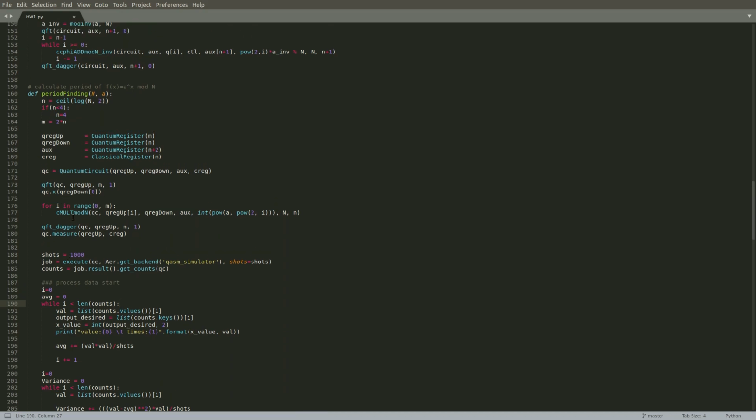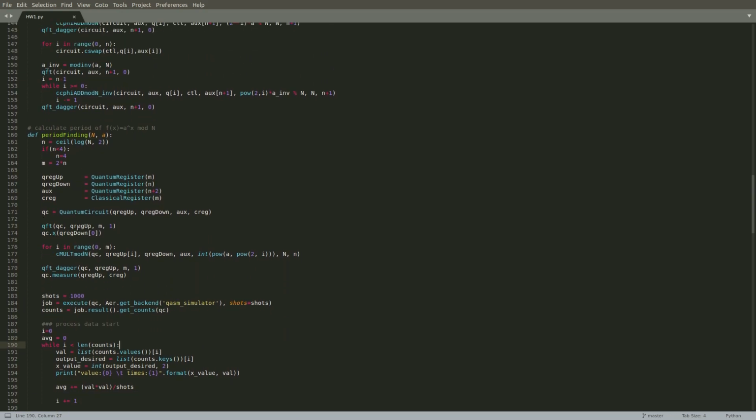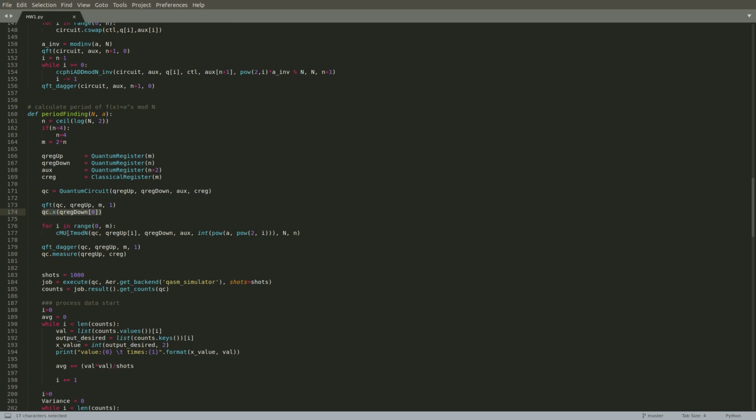Here in the quantum circuit, we first applied the upper register QFT. We didn't apply Hadamard, but we can apply Hadamard as well here. After that, we put a NOT gate to the down register's least significant bit to get the value one. After that, we applied the modular exponentiation block.